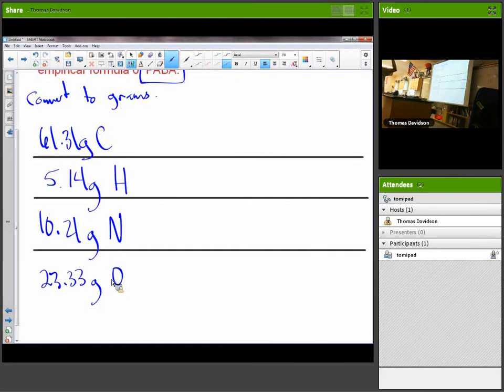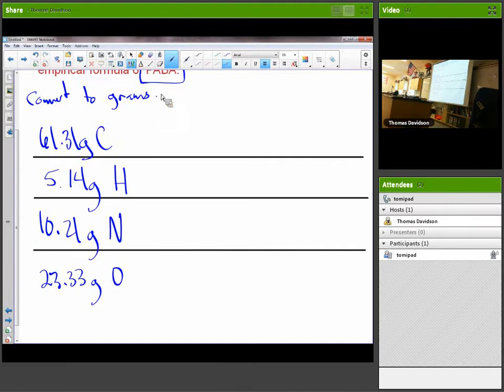Essentially you take your percent sign and turn it into a G. That's pretty simple math. And it should make sense. Once again, we're just going to assume we have 100 grams of whatever we're talking about. Well, if we know the percentages, then we know what we're talking about. It's very simple. Okay, next step requires a teeny bit of math, but nothing hard. So we convert to grams.